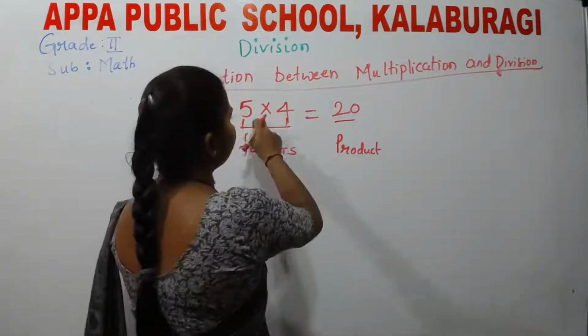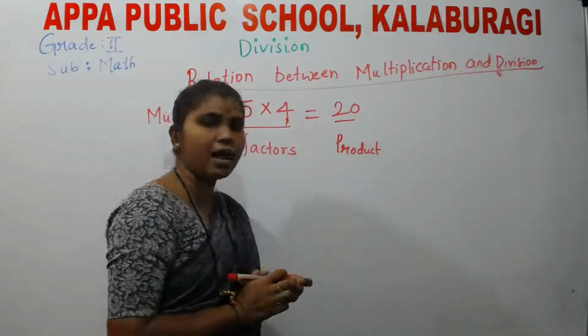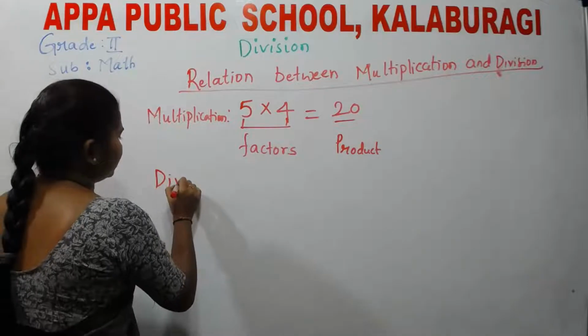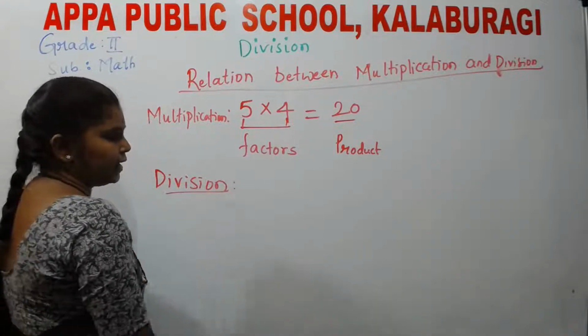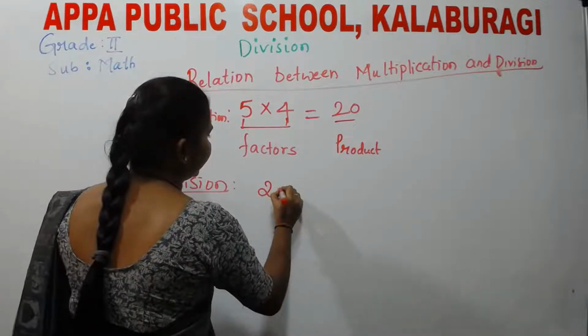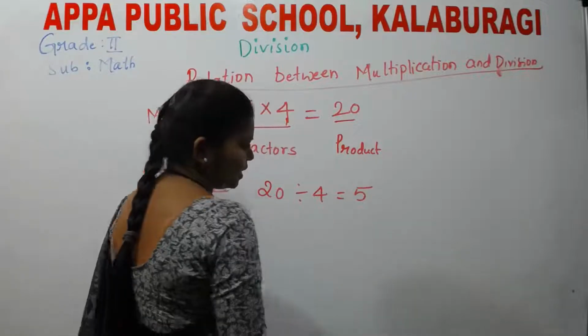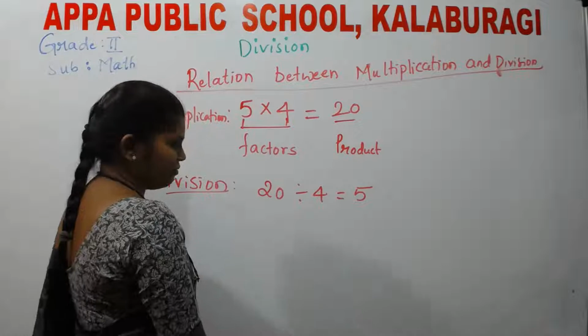Okay, when we multiply 5 4s are 20, the answer is called the product. Now in division, how are they related? Let us see. 20 divided by 4 gives me 5.